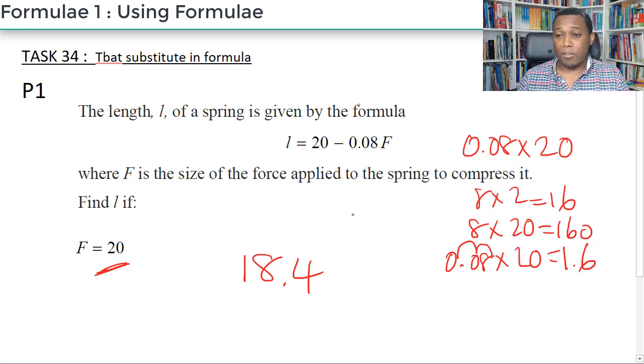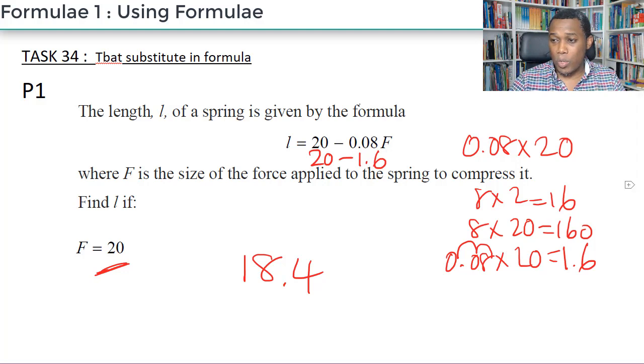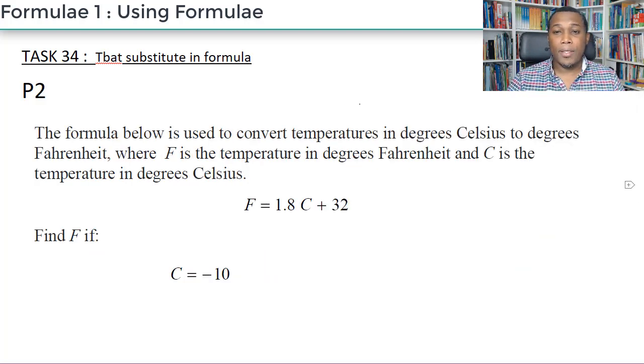1.6. So your final version, what we need is 20 take away 1.6, and 20 take away 1.6 will give you 18.4. So that's the answer to this question. Let's look at another one. So number 2, a bit of reading there as well. You pause, you have a go at this one, please.